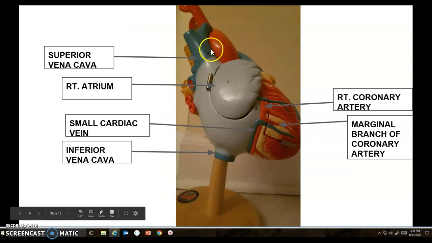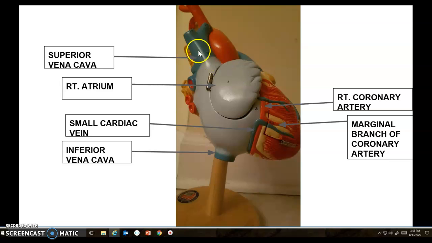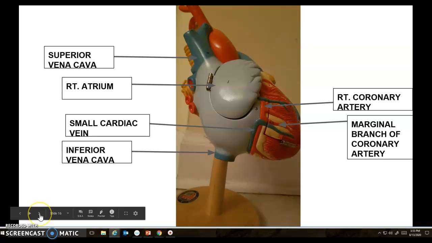All right, here's a picture of the right hand side of the heart. So I twisted the heart on the right hand side and took a picture. So here you can see the superior vena cava, the right atrium. Here is the small cardiac vein, inferior vena cava, the right coronary artery. Remember we talked about the right and the left coronary artery, and here are the marginal branches of the coronary artery.